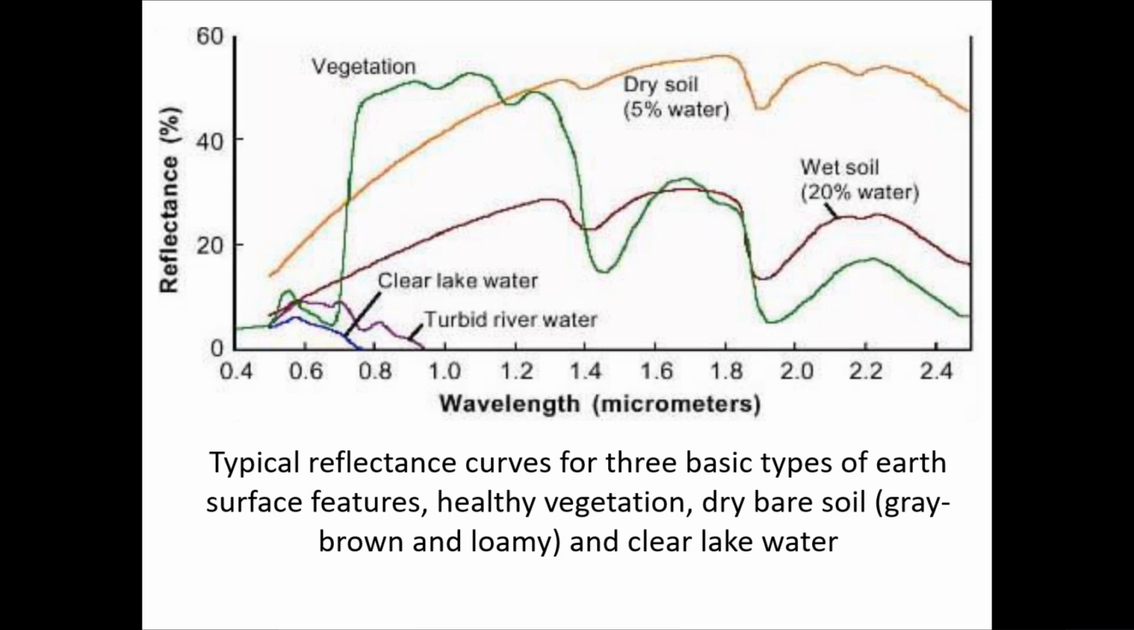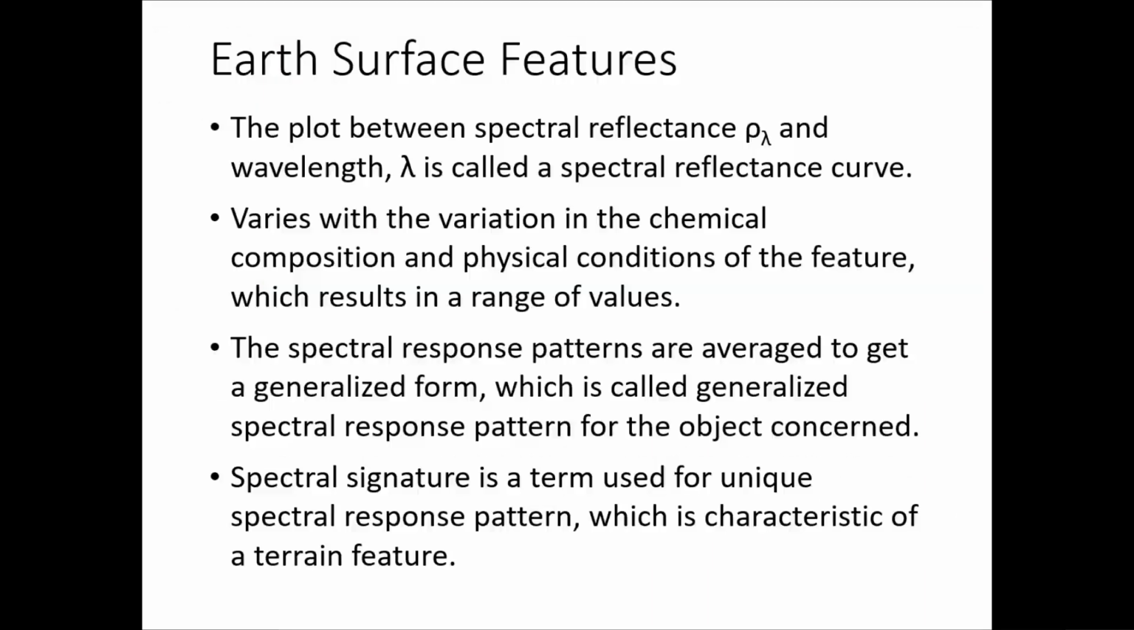But if the chlorophyll content is very less, it will not absorb much of the shorter wavelength. So a combination of longer wavelengths, the green and red, a combination of that you will observe, and you will observe it as brown or yellowish color, right? So we saw that. So depending upon the chemical composition and physical conditions of the feature, you will see a variation in the spectral reflectance curve of different features.